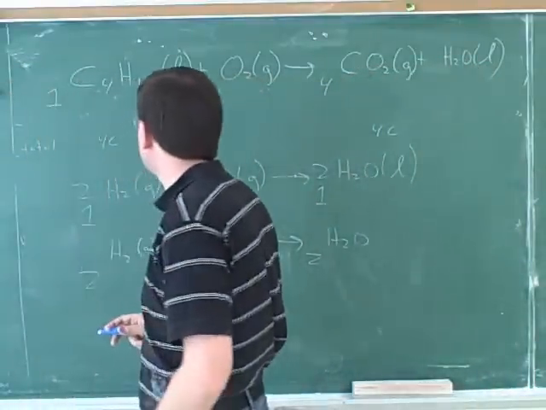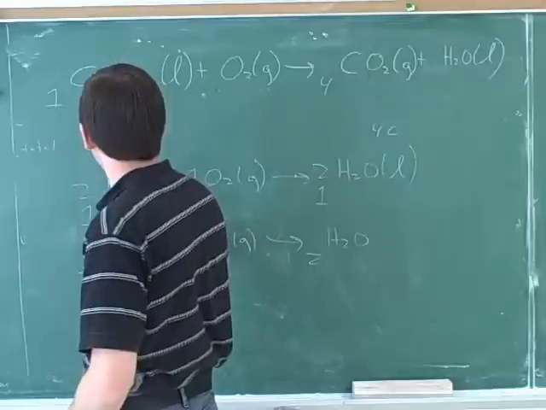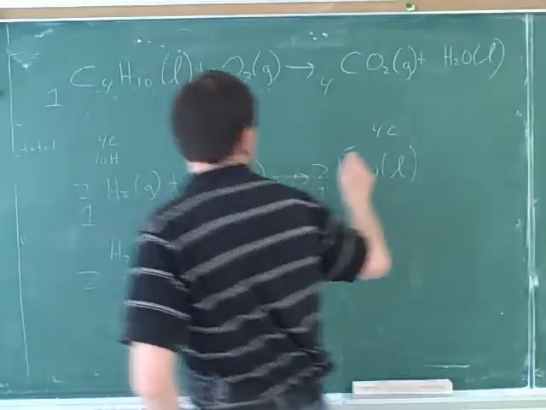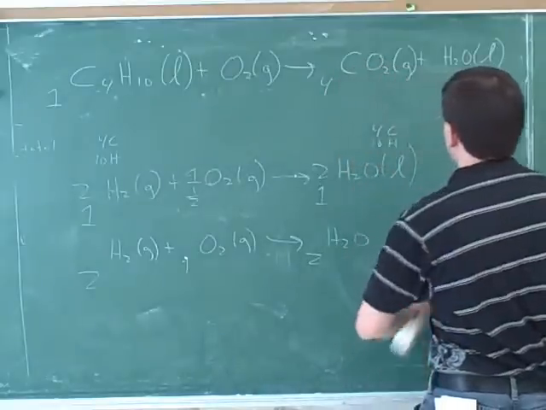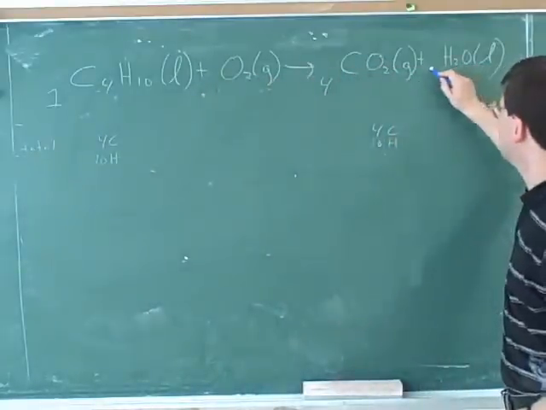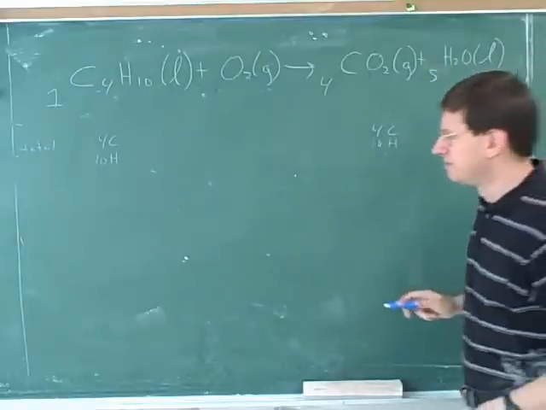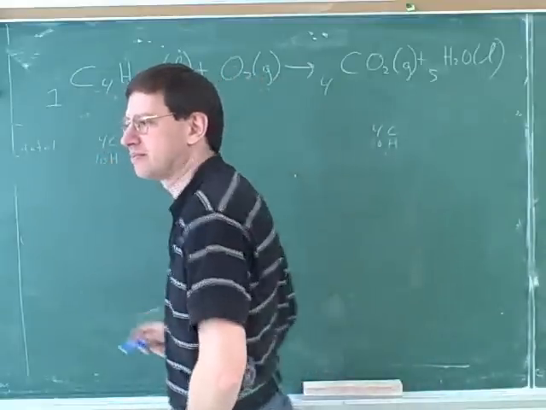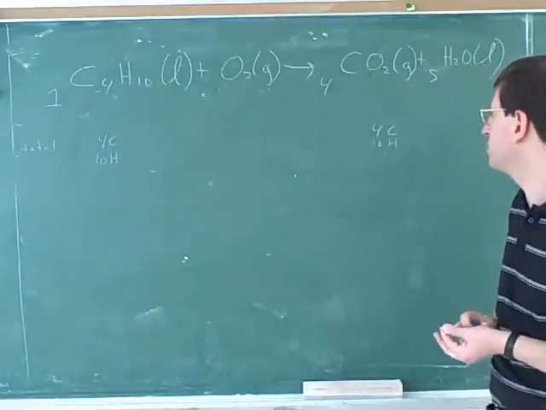Now we can balance the hydrogens. What's our total number of hydrogens on the left? 10. So we should have 10 hydrogens on the right. And I think you both figured out then that this should be 5, because 5 times 2 is 10, just like 1 times 10 is 10. So let's keep using the same approach.